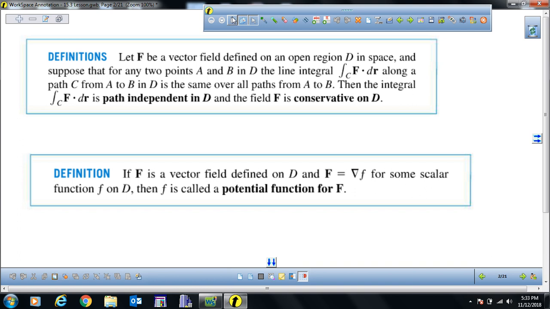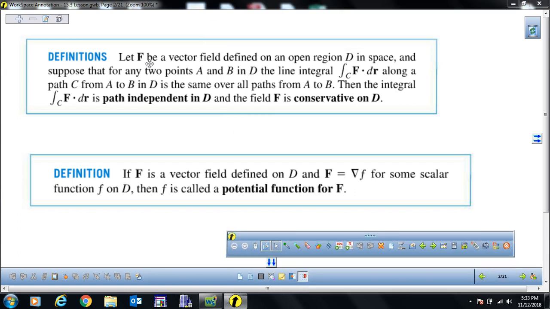So the first concept states: let F be a vector field defined on an open region in space, and suppose that for any two points A and B, the line integral that we talked about, the work integral or flow integral along a path C from A to B, is the same over all paths. Then the integral is path independent and the field is conservative. Okay?